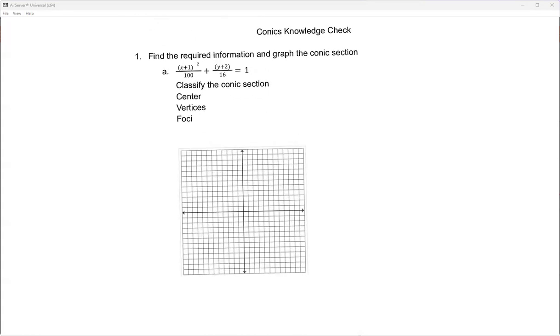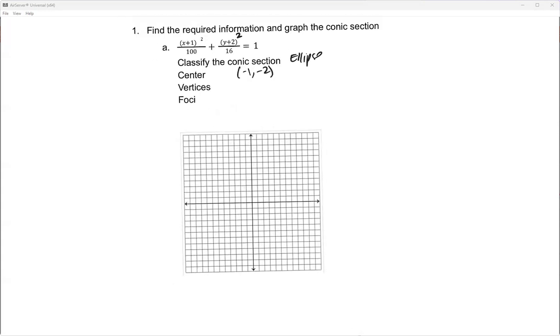Classify the conic. You guys should know it's an ellipse. Remember there's a squared here. The center is -1, -2. So we plug in, here's 0, 0, -1, -2 is right here. The a squared is 100, so a is equal to 10. So you go 10 to the right, 1, 2, 3, 4, 5, 6, 7, 8, 9, 10. And then 1, 2, 3, 4, 5, 6, 7, 8, 9, 10.